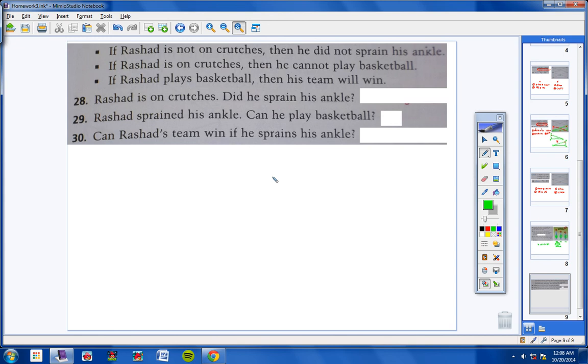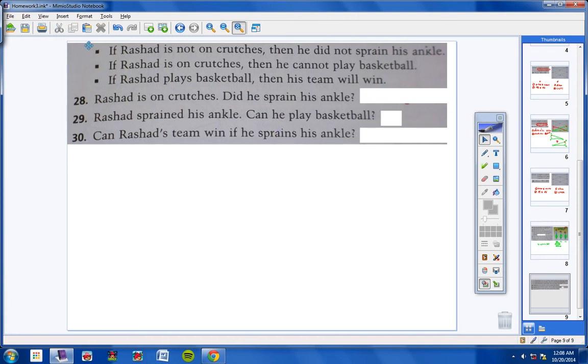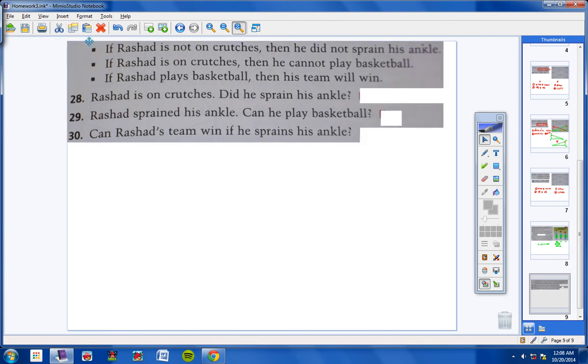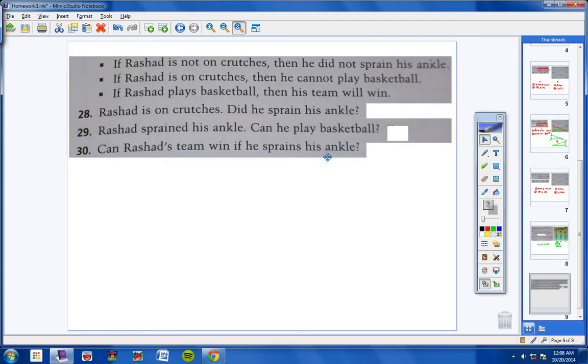Okay, sorry for yawning. Let's see what we have here. If Rashad is not up, let's go ahead and change this right off the bat, students, if we can. All right, there we go.